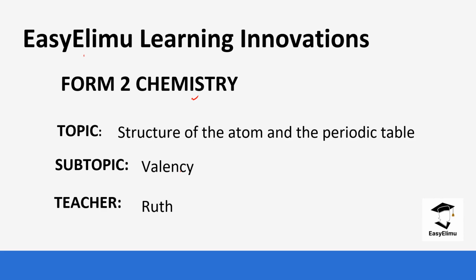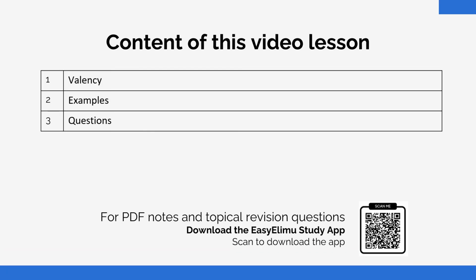So in the previous lesson, we looked at charges and oxidation numbers. But for the lesson today, we are going to see what valency is and the difference between valency and valence. And we are going to look at a few examples and finally conclude with some questions.